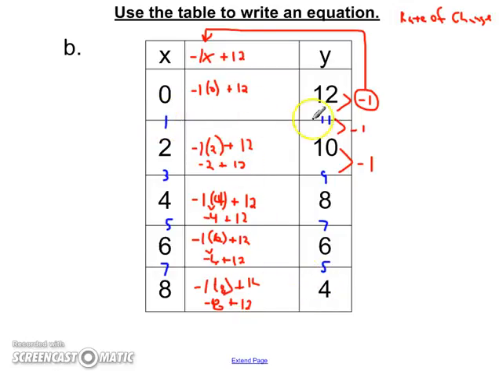And even if I do these ones in the middle, okay, I'll go to the side here. Negative 1 times our x value of 1 plus 12. Does that give me 11? Well, this would be negative 1 plus 12. Yep, that's 11. And so you'll notice it works. This formula works for all of them. So our equation is y equals negative 1x plus 12. Alright, so that is our equation looking for our rate of change.